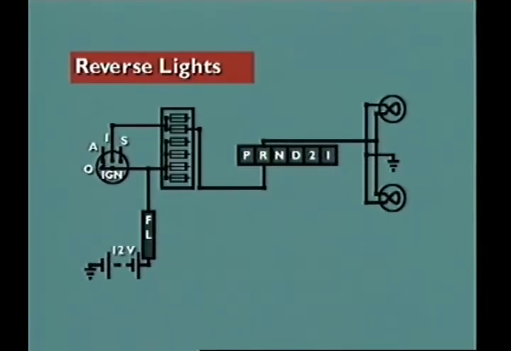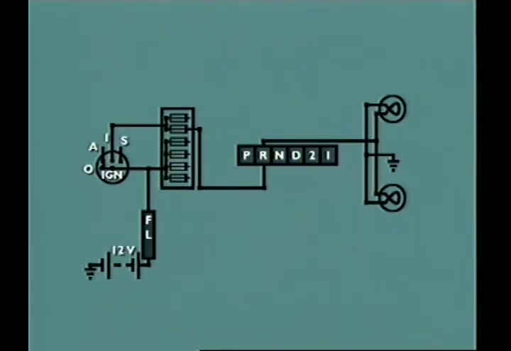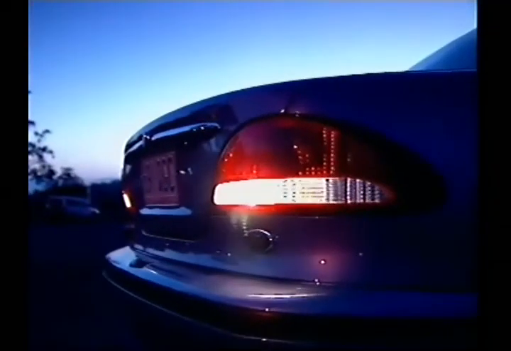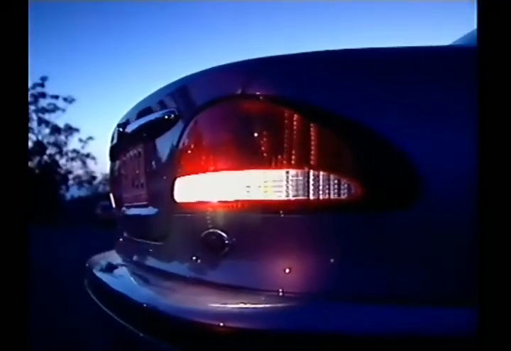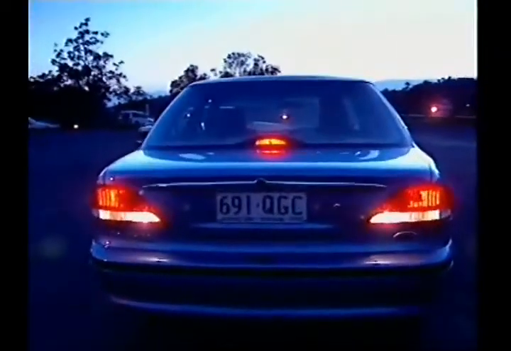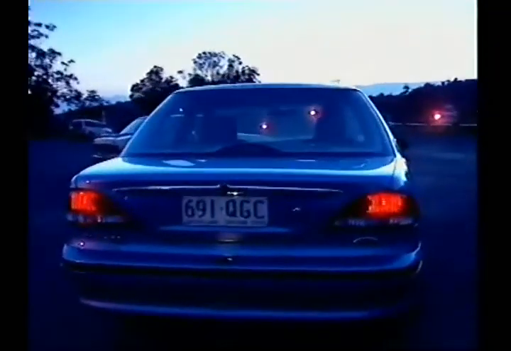This section examines the reversing light circuit. The reversing lights are white lights fitted to the rear of a vehicle. They provide the driver with vision behind the vehicle at night and also alert other drivers to the fact that the vehicle is to be reversed.